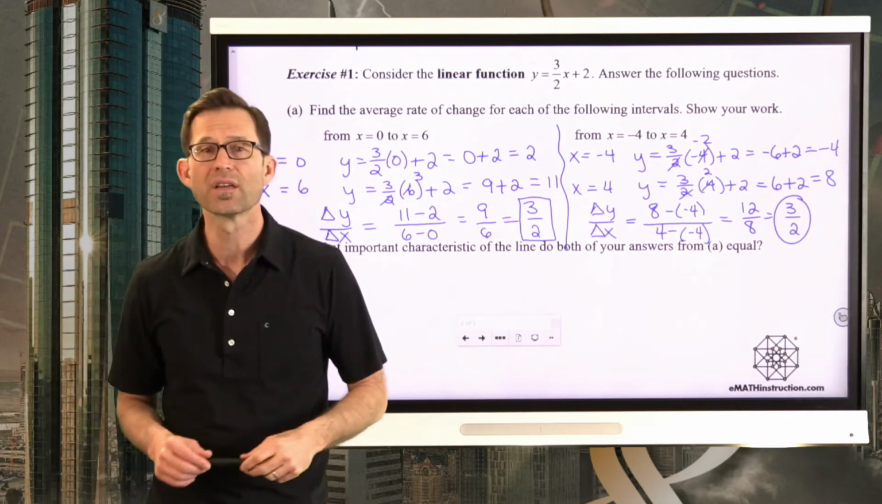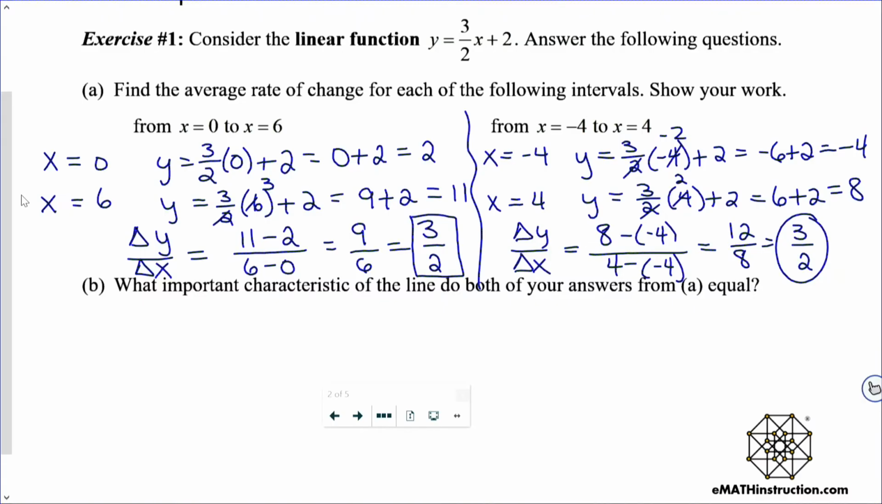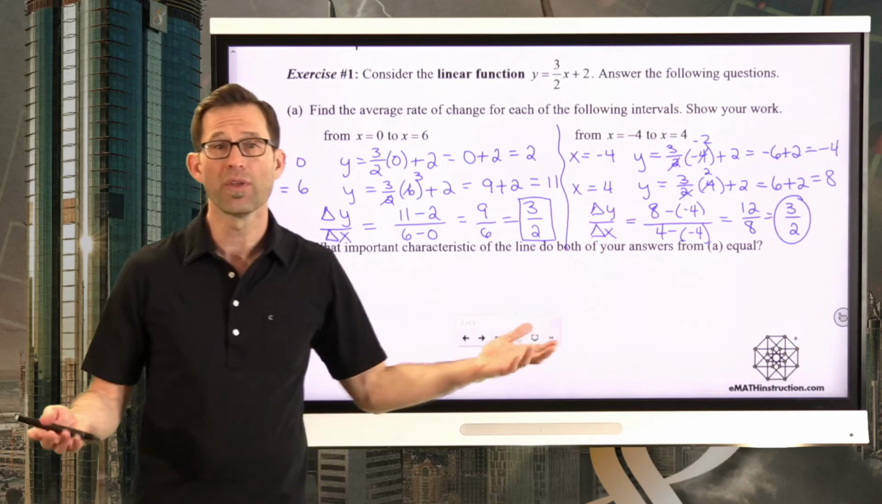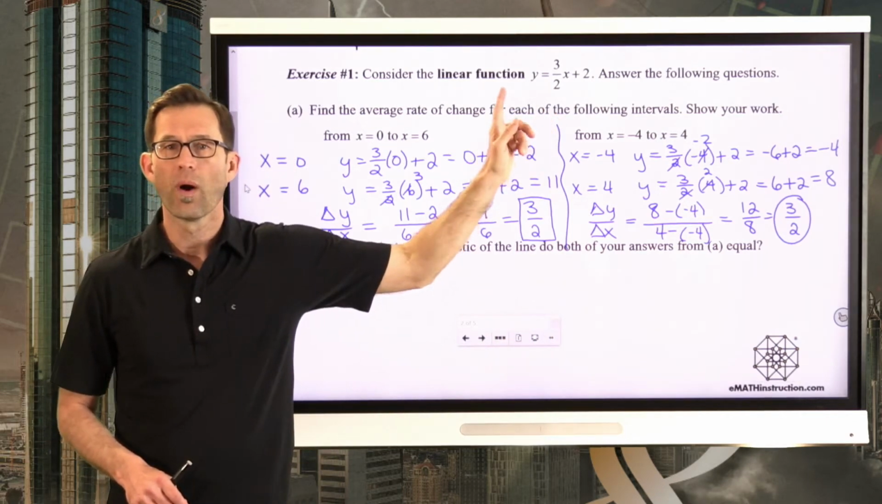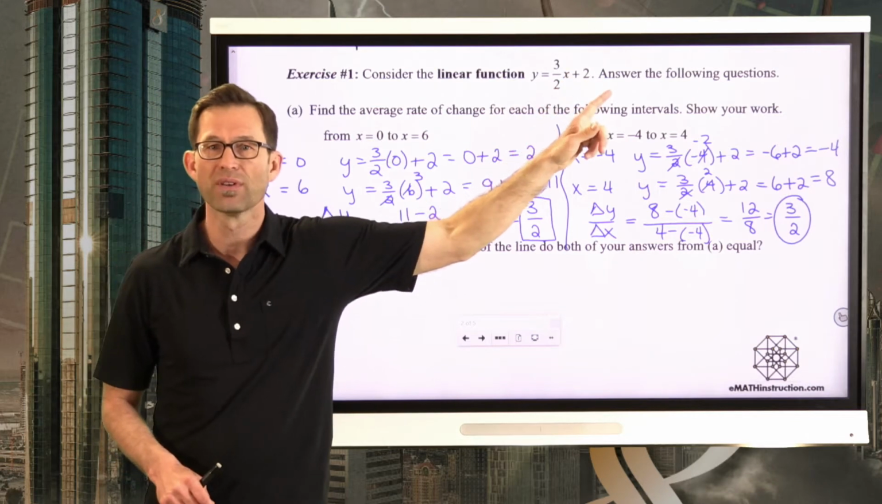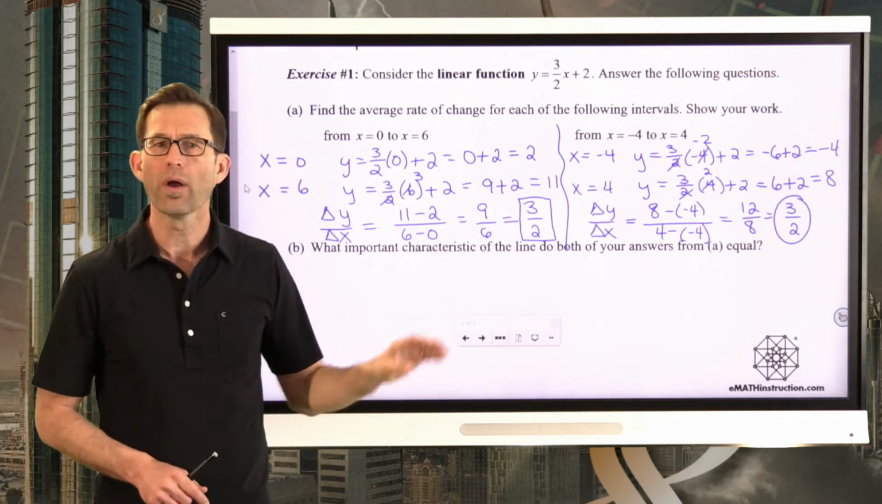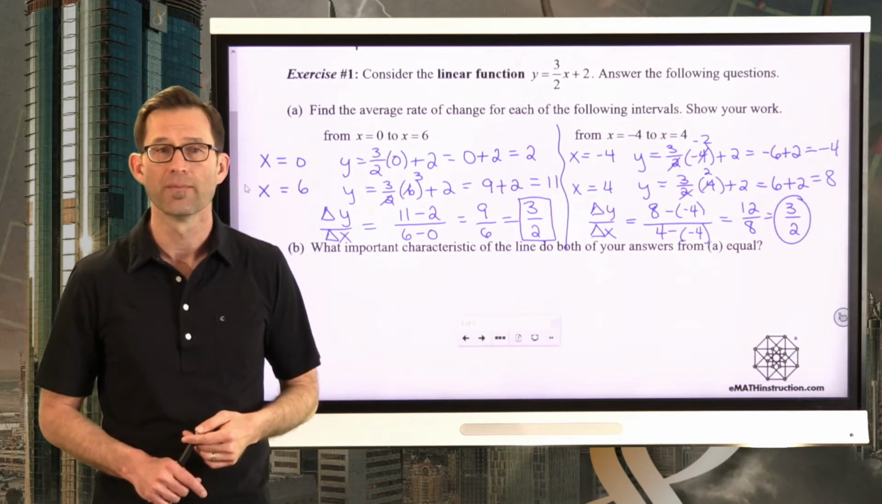And that brings us to letter B. So let's revisit that just for a moment. What important characteristic of the line do both your answers from A equal? Both of them are equal to 3/2. You can see it right here: y equals 3/2 times x plus 2. What is that 3/2? Pause the video now and write down what important characteristic of the line the average rate of change is equal to.